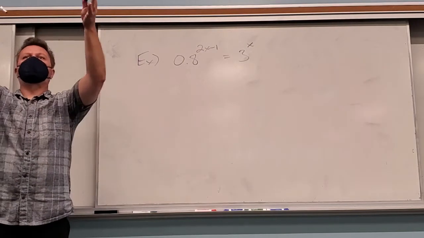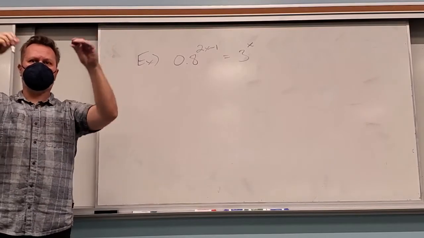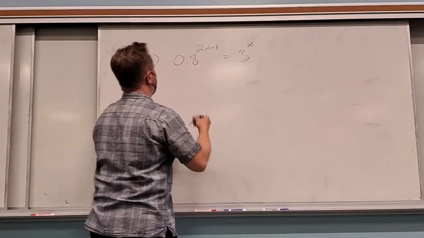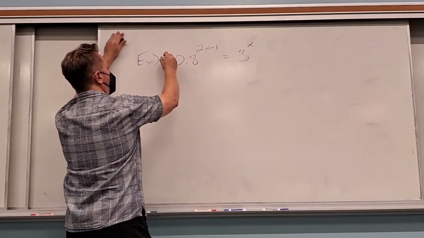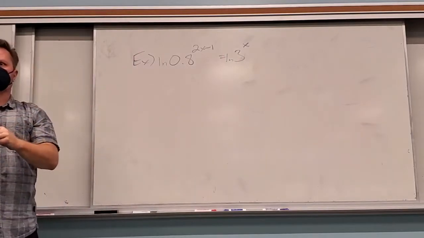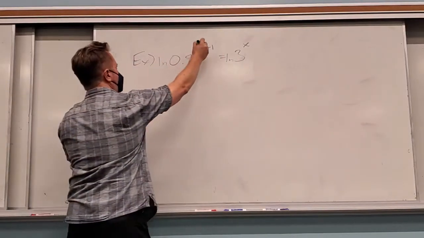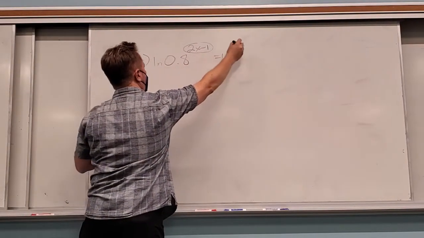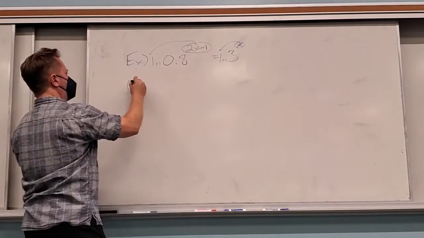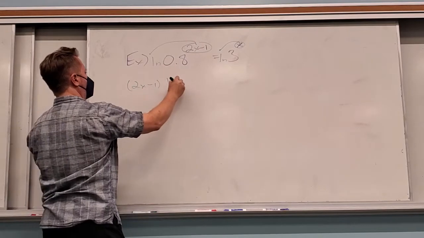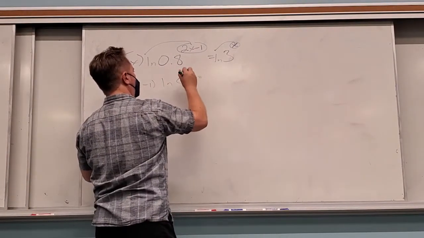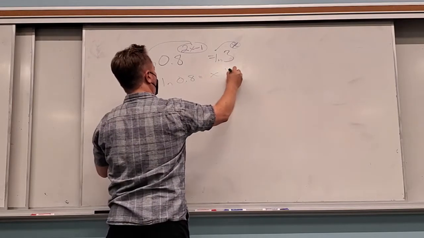My variables are all stuck up there, so of course what am I going to do? I'm going to take the natural log. I like it. Any log you want, but natural log because it's got the fewer letters. So what's going to happen to each of these powers? They're going to come down. So this will be 2x minus 1 times this freaky dude equals x times this freaky dude.